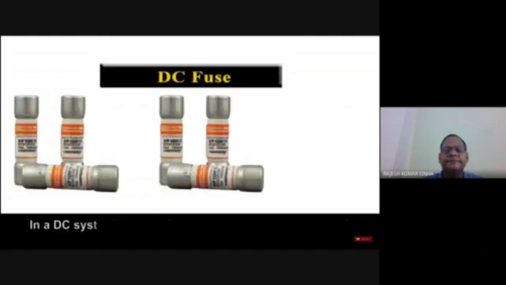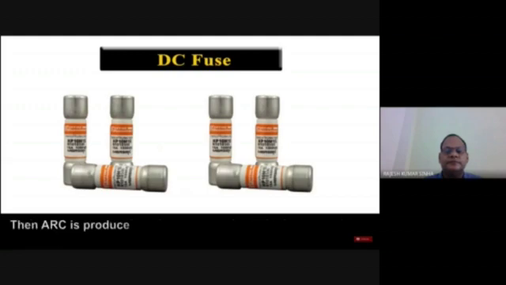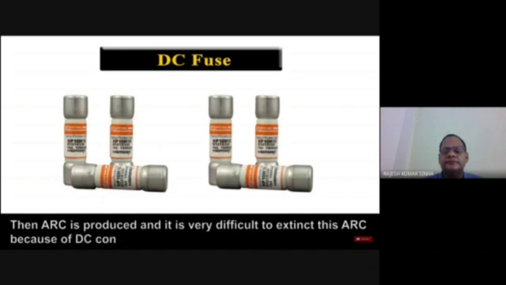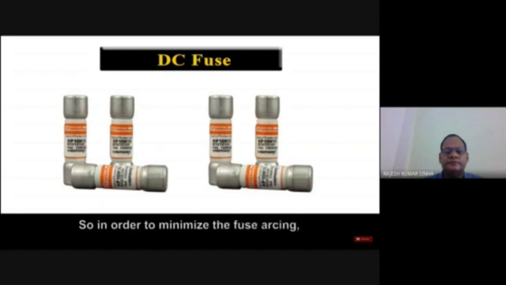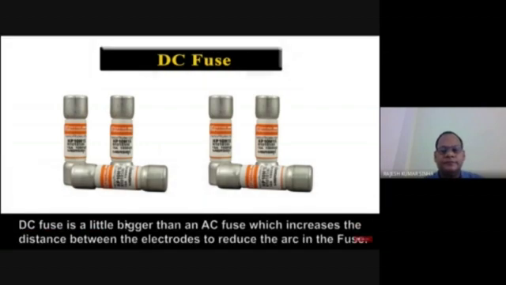In a DC system, when the metallic wire melts because of the heat generated by the overcurrent, then an arc is produced, and it is very difficult to extinguish this arc because of the DC constant value. So in order to minimize the fuse arcing, a DC fuse is a little bigger than an AC fuse, which increases the distance between the electrodes to reduce the arc in the fuse.